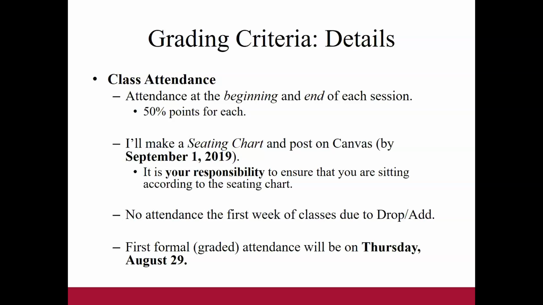The reason the seating chart helps is that towards the beginning of the class, I'll just look at which seat is empty. Towards the end, I also look at which seat is empty, and we're done. So you get 50% of the points for making it on time and 50% for your endurance till the end. And that's how you get the full attendance points for each session. Fair enough?